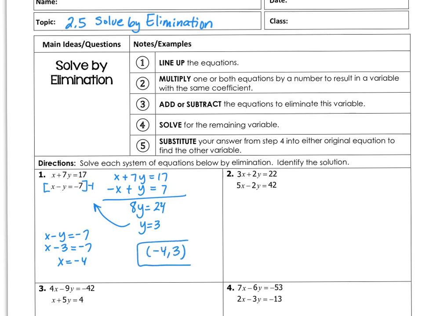Now you can always check these by plugging these back into the original equations and solving, just to make sure that they're true for both of them. But I'm not going to make that mandatory.